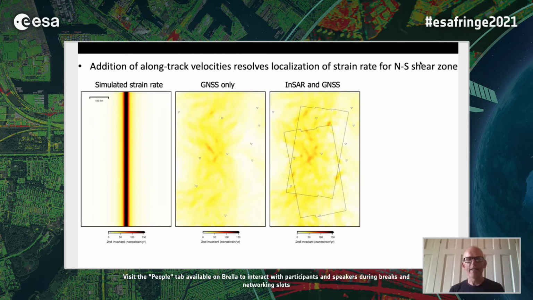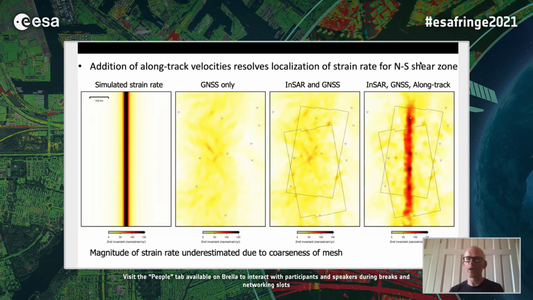Okay, so that was just a couple of case studies. How does it improve with our overall goal of imaging strain rates in all straining regions? Well, this is the figure I showed you before. So this was just a simulation of strain rate, and we just use GNSS and line of sight alone. We can't do a very good job.